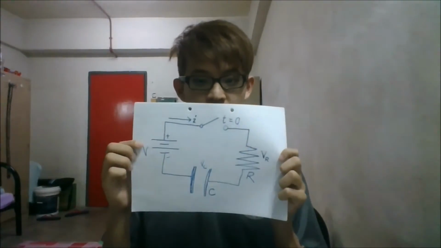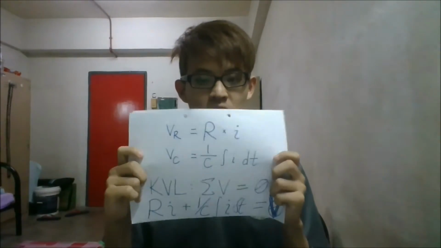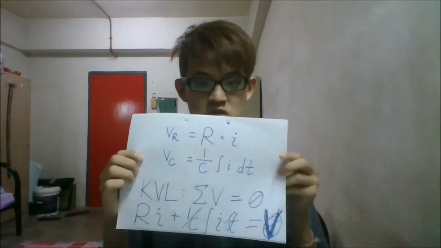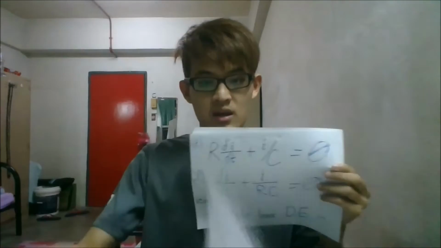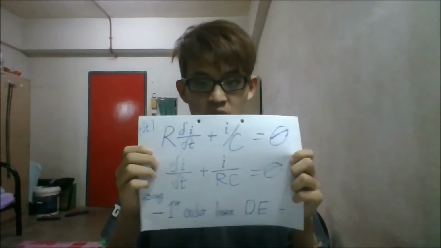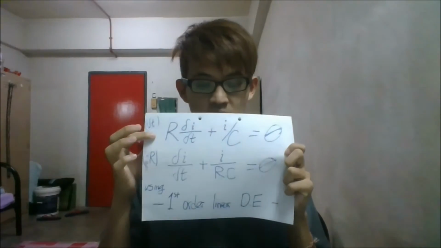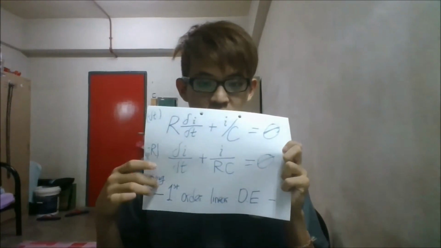So I'm going to go through this very fast. This is the circuit diagram right here, and according to KVL, the algebraic sum of all the voltages in a node should be 0, which gives us this equation right here. Then if we differentiate the equation with respect to t and divide it by R, we get something like this, and then we can solve it using the first order linear differential equation.